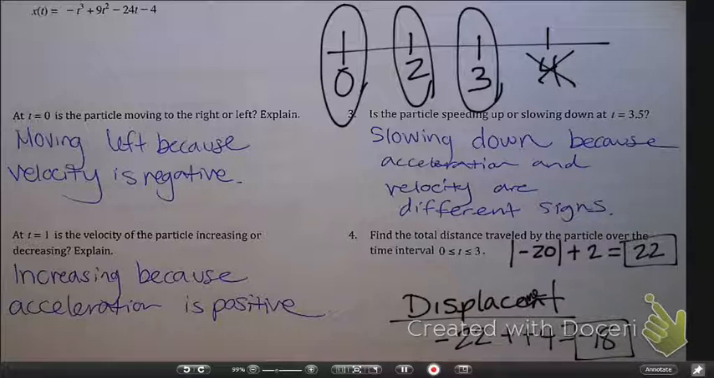All right, so again, the displacement is the difference between where you ended, we ended at -22, and where you started. So -22 minus the -4 turns into a +4. That's why it's -18. All right, we are going to move on to a different worksheet, if that's okay with you guys, unless you have any more questions for me.